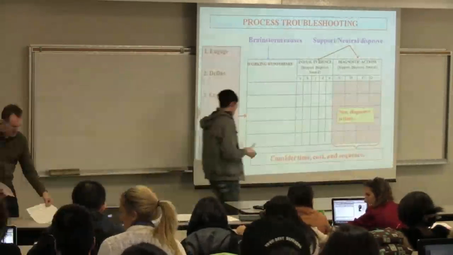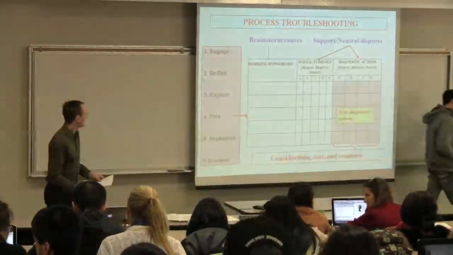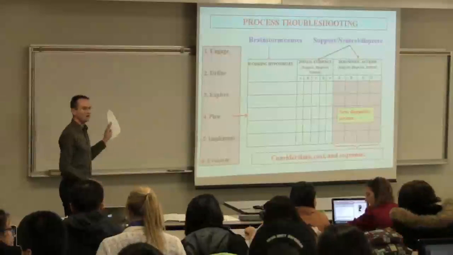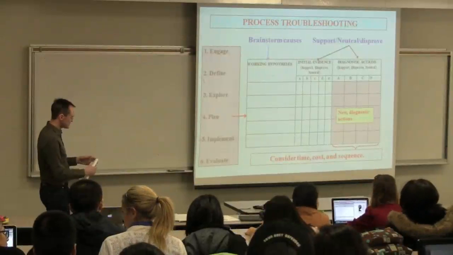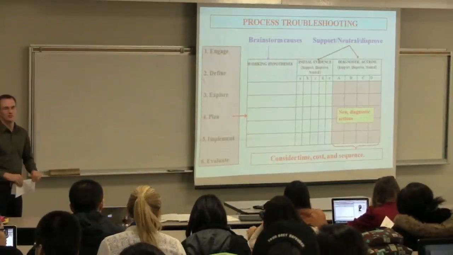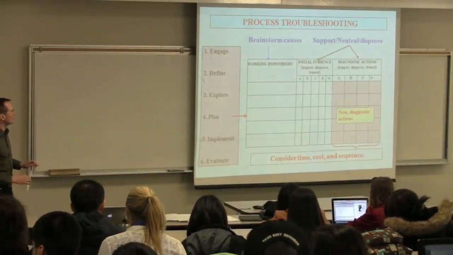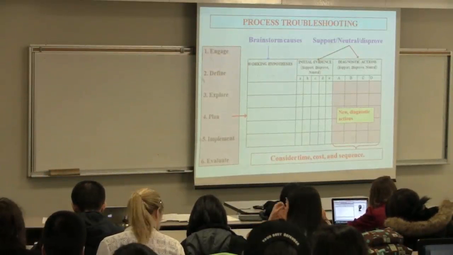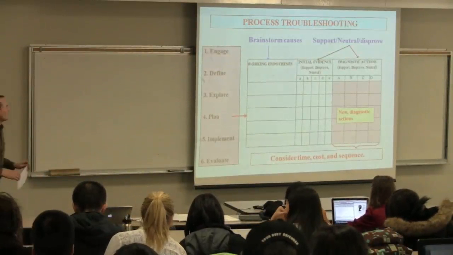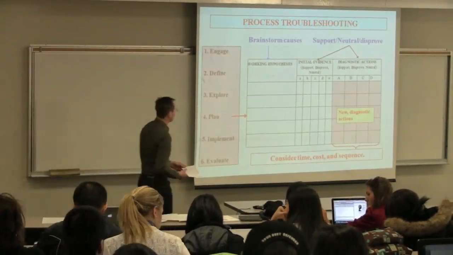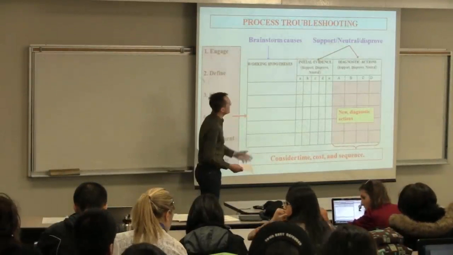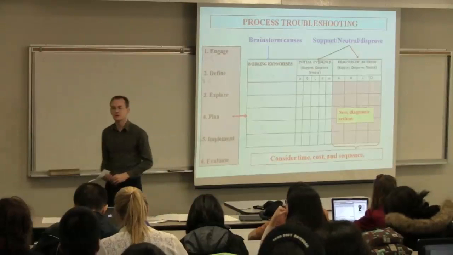So at the back of that sheet, there's a table that looks similar to this on the bottom part. And this is what you're going to fill in as the troubleshooter. And this is what we're going to grade you on, essentially, to show the systematic approach to working through this problem. The first column is the working hypothesis, where you brainstorm potential causes for this issue.